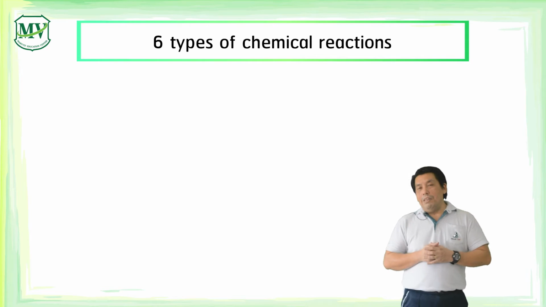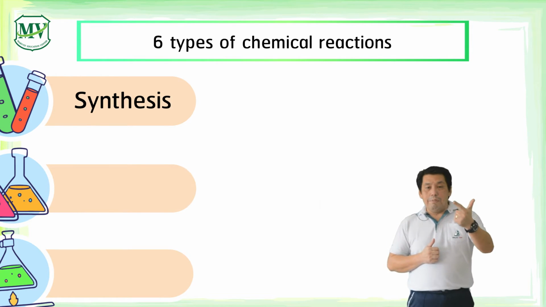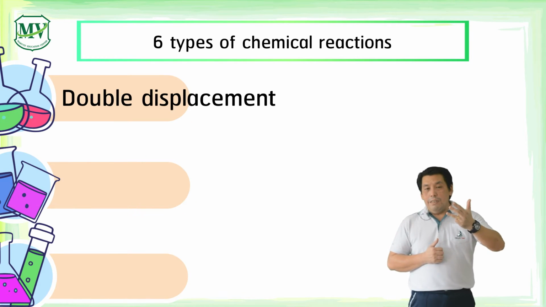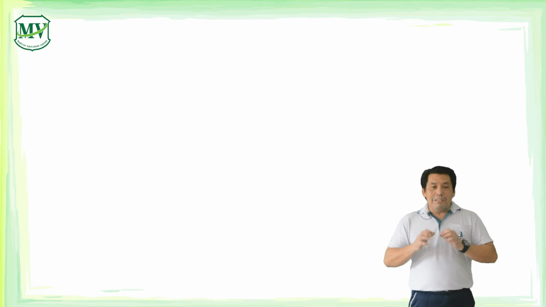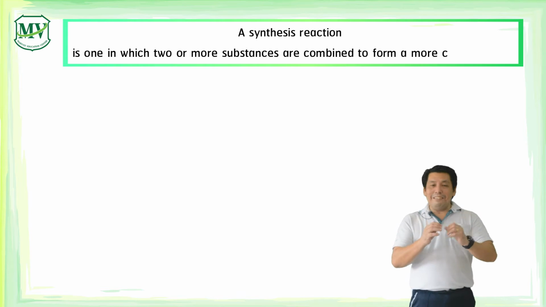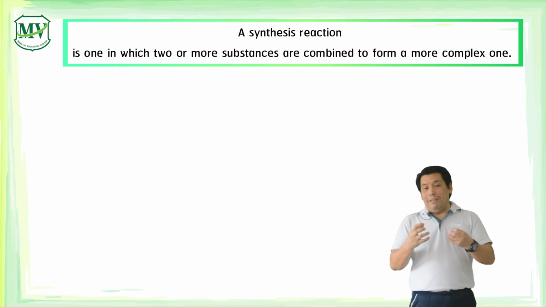The most common types of chemical reactions are synthesis, decomposition, single displacement, double displacement, combustion, and acid-base. Now let's discuss the first one, synthesis reaction. A synthesis reaction is one in which 2 or more substances are combined to form a more complex one.